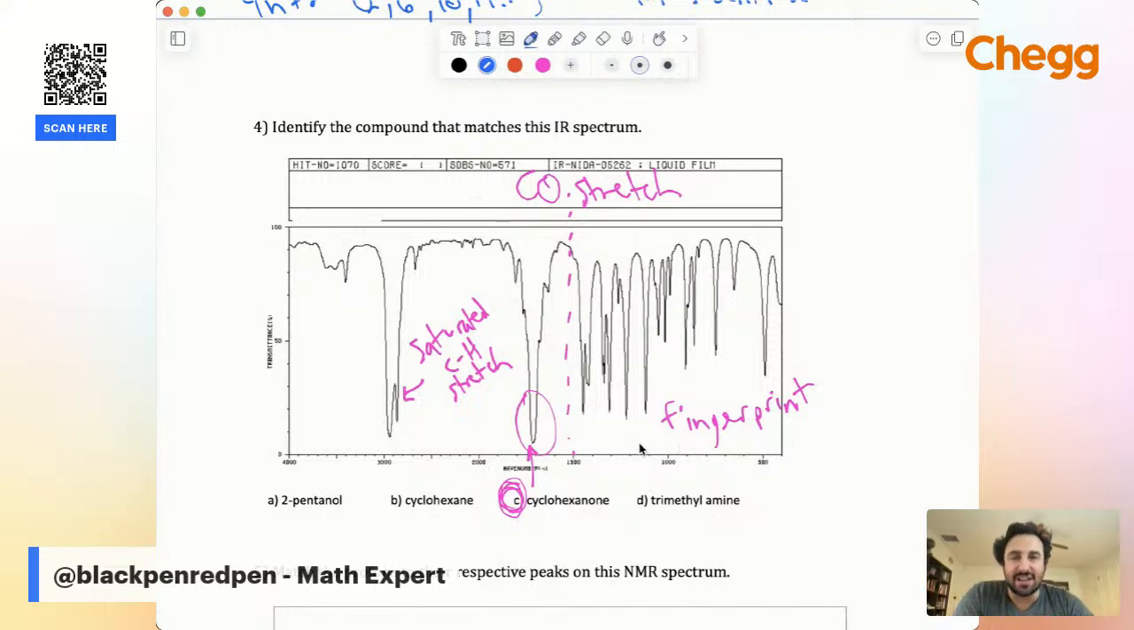So that's the extent, more or less, at least in most courses for Organic Chemistry 1. For most professors, it's probably going to be enough to just be able to identify 5 or so of these functional groups.